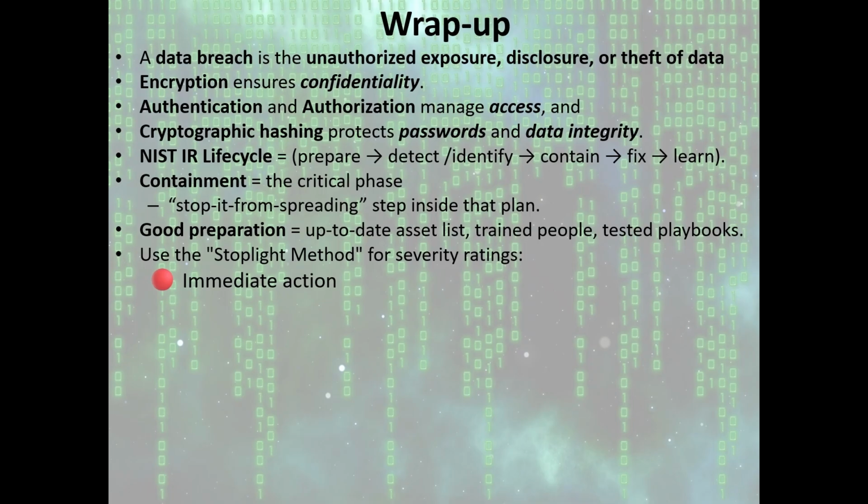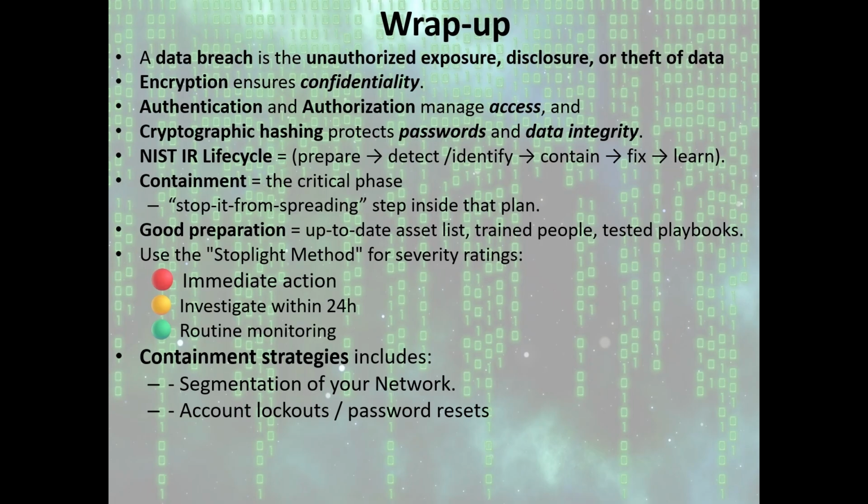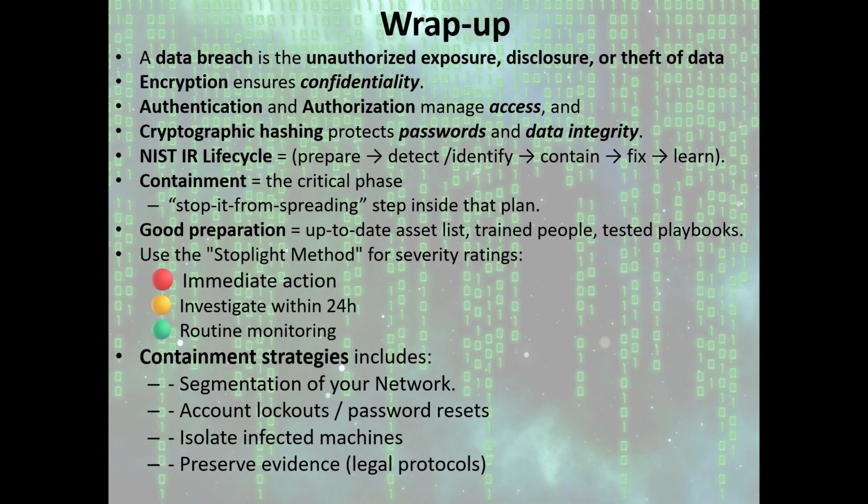We also looked at using the stoplight method to determine the severity rating of an incident, where red indicates you need immediate action, yellow indicates the investigation stage, and routine monitoring for green. So we saw that containment strategy includes segmentation of your network, then account lockout or password resets, which involve resetting your password. Then we saw isolating of infected systems, and also preserving evidence as well.